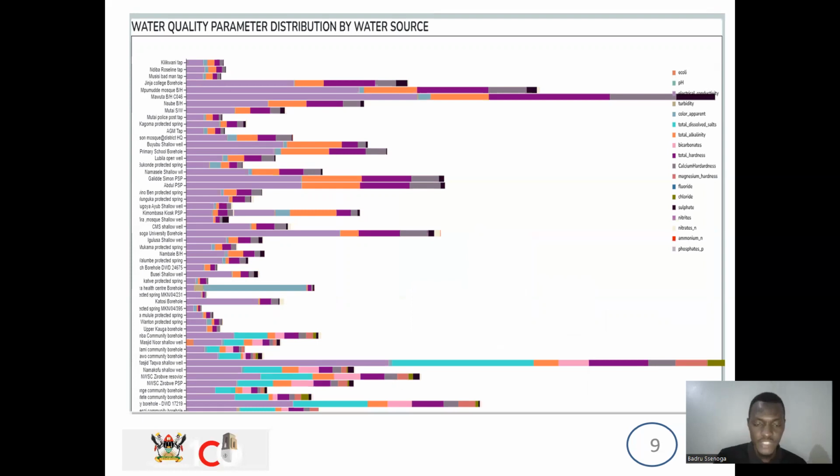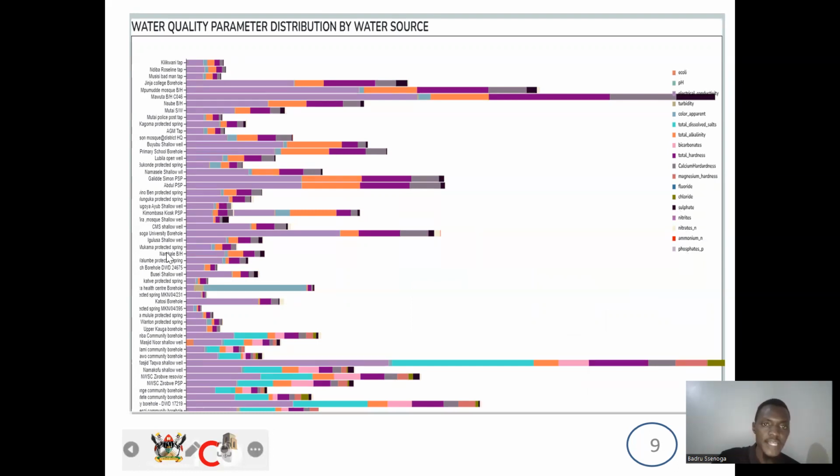I also did a visualization of a stacked bar chart, whereby it combines everything. On the key, I put all the water quality parameters with their unique colors.